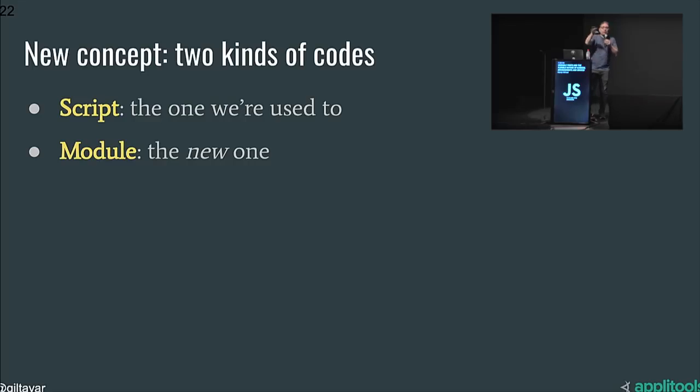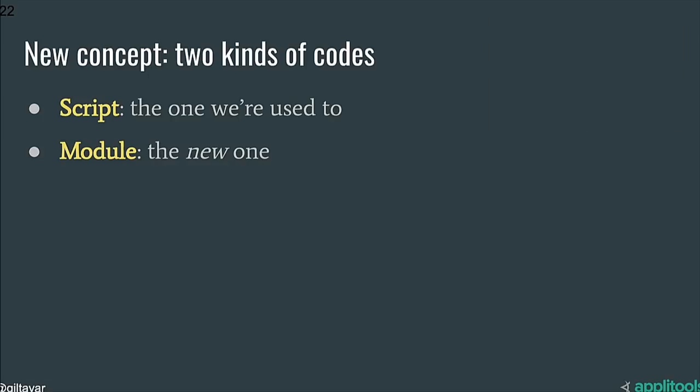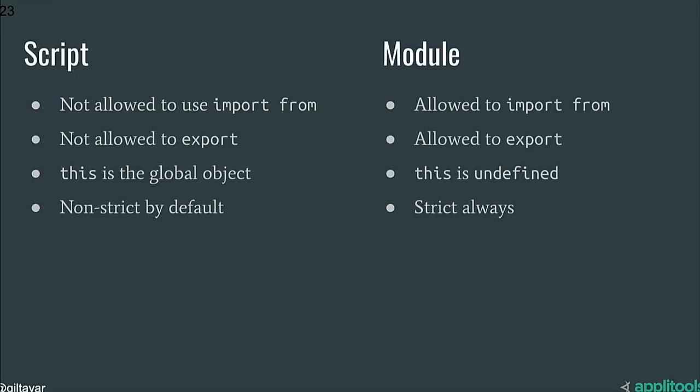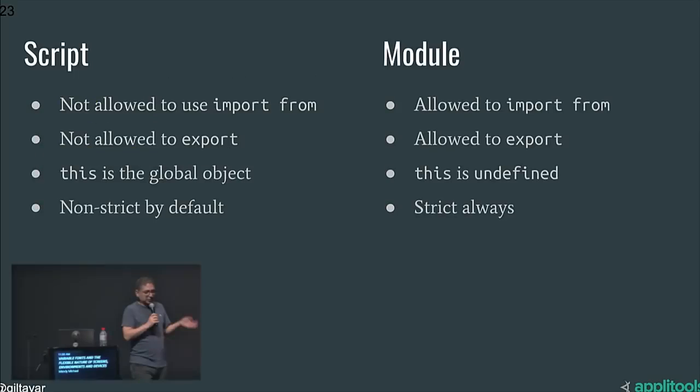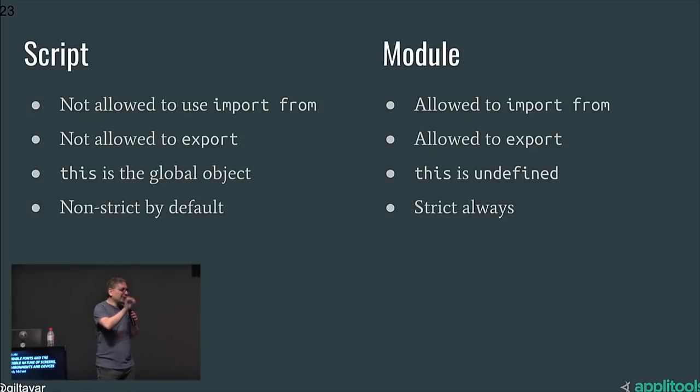ES6 defined two kinds of code, or two kinds of interpretations of JavaScript code. One is script, that's the one we're used to, and the other is module, that's the new one, and I'll explain. Script is not allowed to use import or export. That's the first thing, easy.